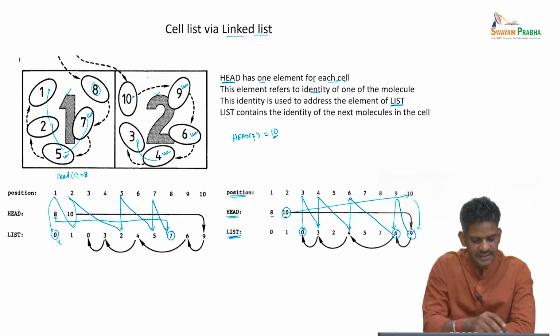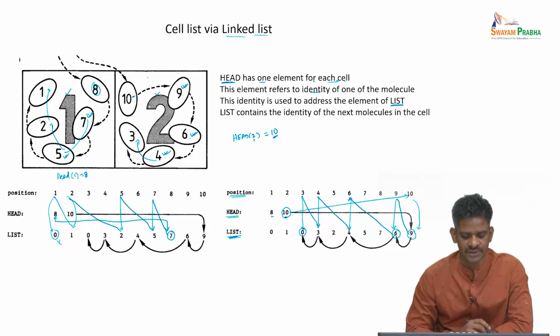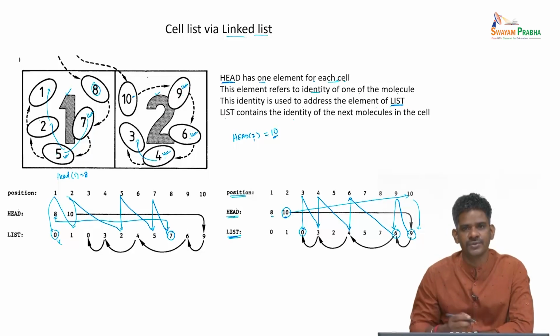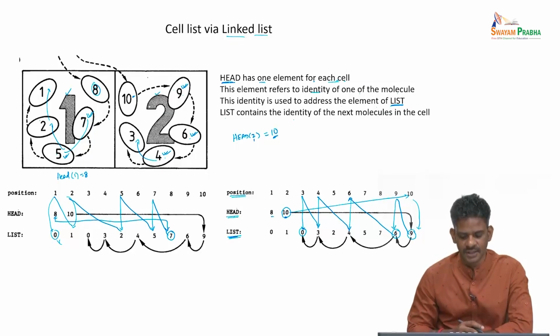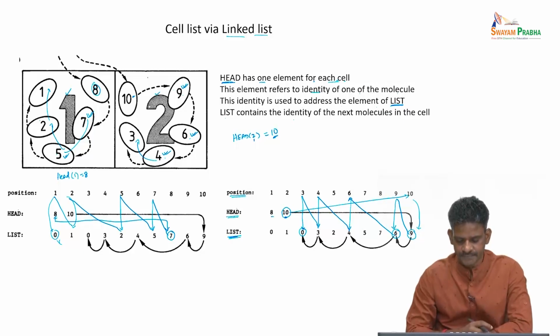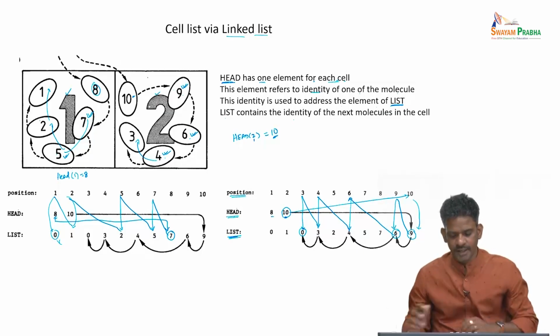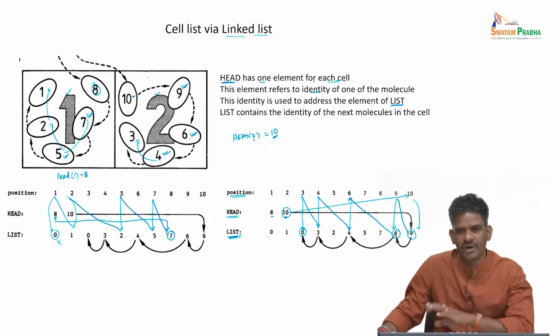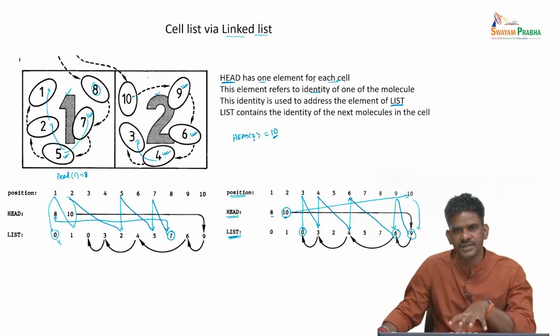By this linked list algorithm, we are able to start from one molecule in the cell and reach the identity of all the other molecules in the same cell, and this can be used to calculate the forces between an atom and all the molecules in a given cell. This can be very easily coded using the linked list algorithm, and in MD simulation, broadly speaking, most simulations work with this kind of linked list algorithm, sometimes even with a combination of Verlet list also.